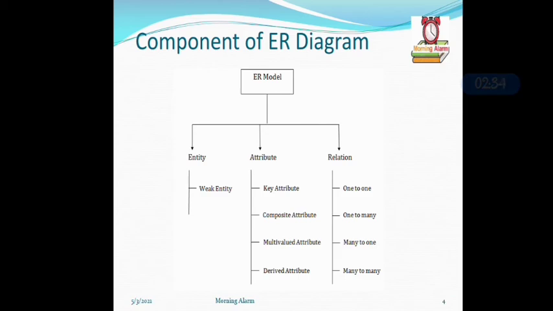Let's see what an entity relationship diagram contains. It has three components: entity, attribute and relation. There is weak entity in entities and attribute is of four types: key attribute, composite attribute, multi-valued attribute, derived attribute. In relation we have one-to-one, one-to-many, many-to-one and many-to-many relations. Let's see each component in detail.